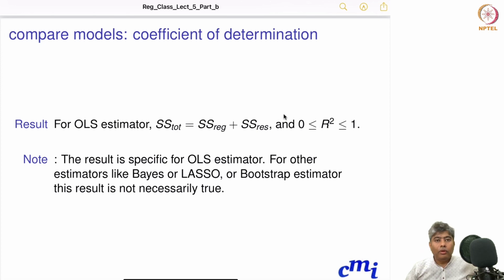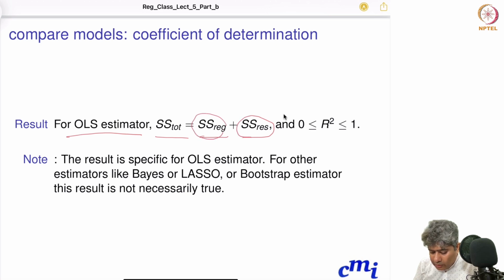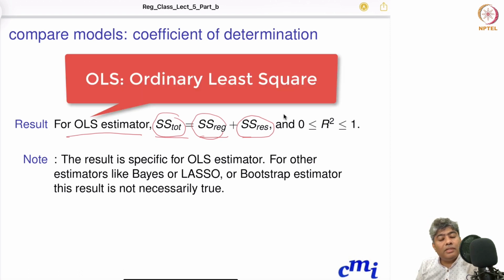Now I am going to tell you a result without explaining the proof: for the ordinary least squares estimator, the sum of squares of total is equal to the sum of squares of regression plus the sum of squares of residuals. This result is only true for the OLS estimator. For other estimators like the Bayes estimator, lasso estimator, or bootstrap estimator, this result is not necessarily true. You have to be a bit careful about that.